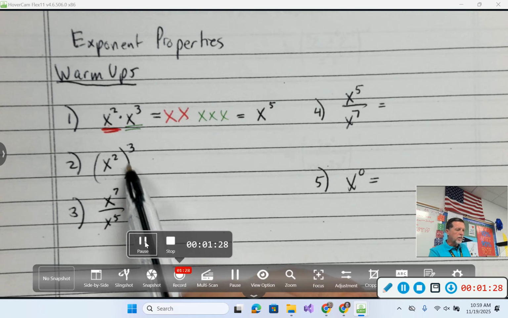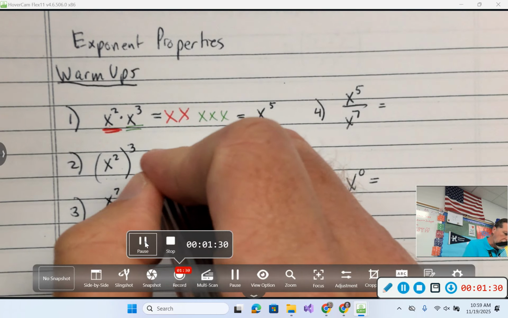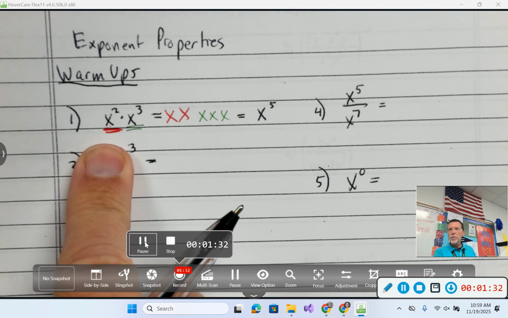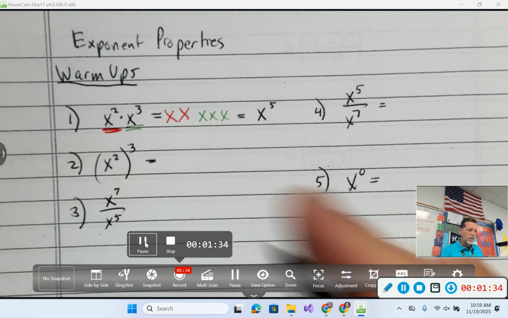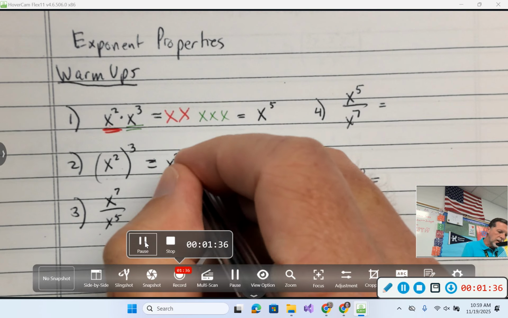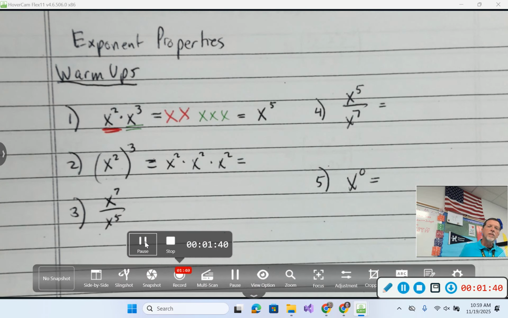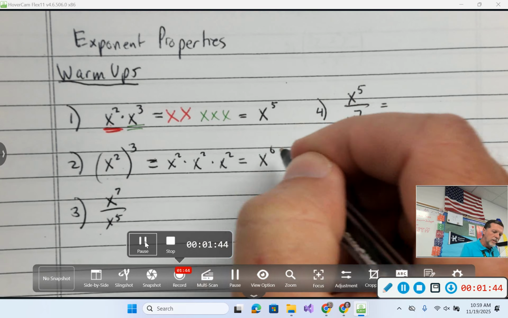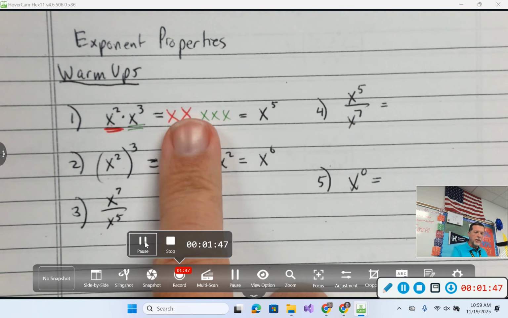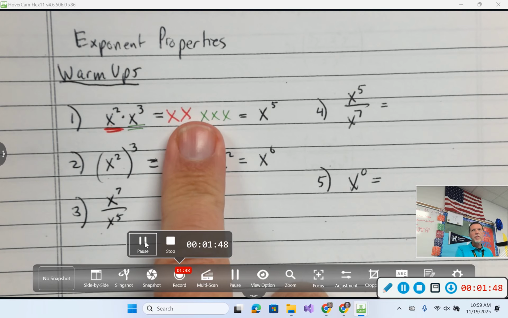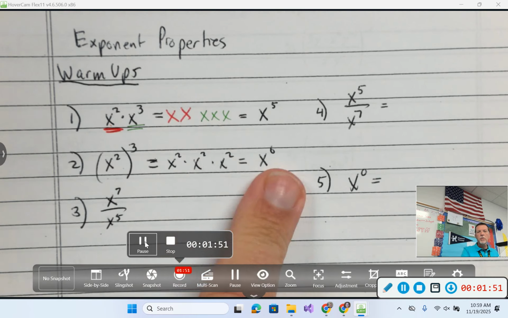X squared cubed, well, let's back up a second. Cubed means we multiply the thing 3 times. So this means x squared times x squared times x squared. So that's 6 x's. X to the 6. So what was the shortcut if we don't want to write this stuff out every time? Yeah, multiply. Power to a power, we multiply.